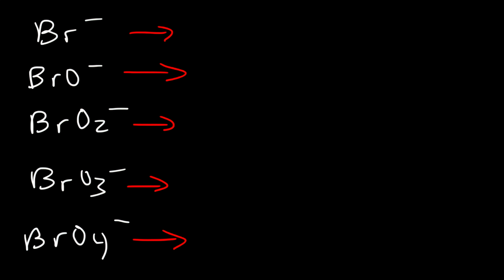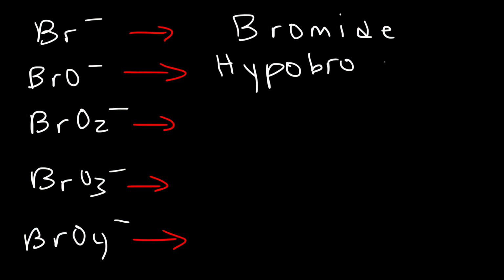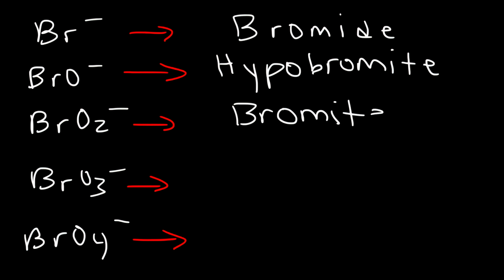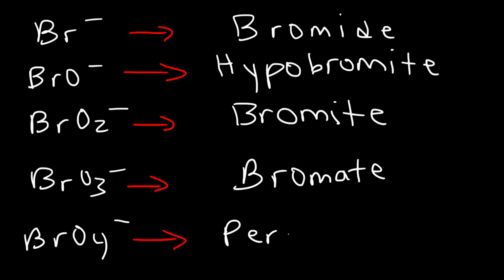So let's start with the first one. The first one is called bromide, very similar to chloride. The next one is known as hypobromite. BrO2 minus is bromite, and BrO3 minus is called bromate. BrO4 minus, perbromate, very similar to perchlorate. So for the halogens, it follows this trend.